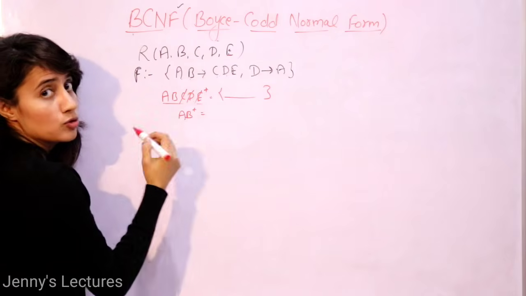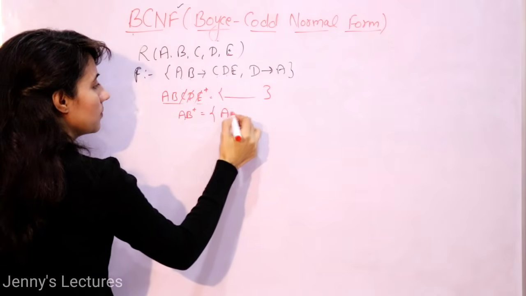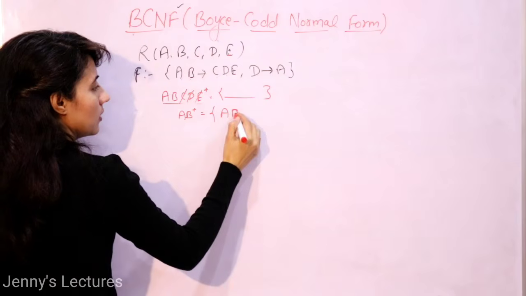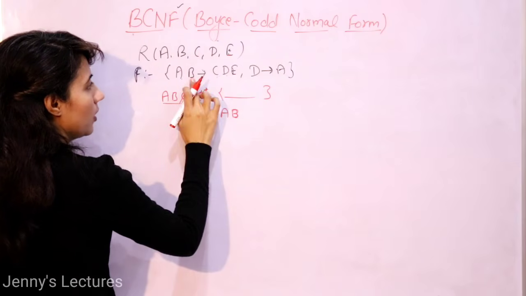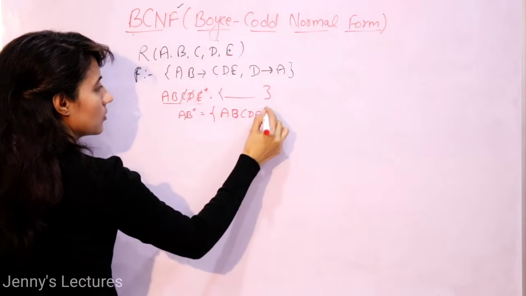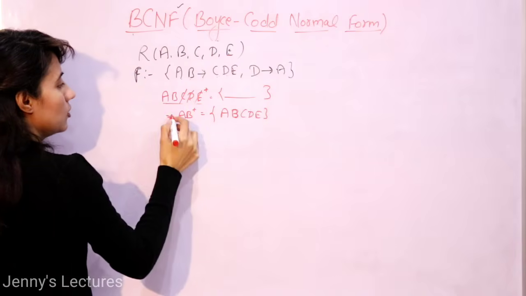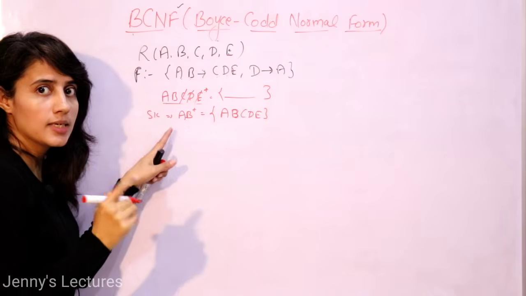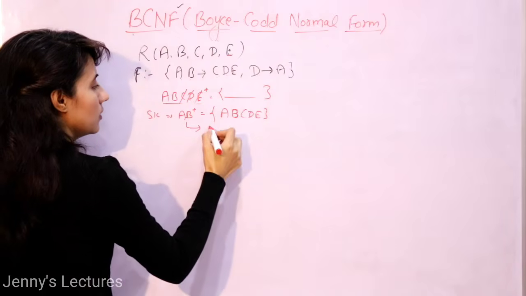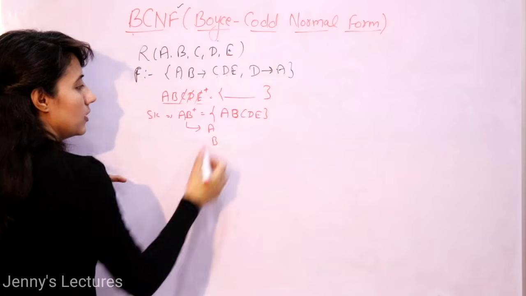AB is a super key. If you still want to find out, you can find the AB closure. AB closure will have AB by the reflexivity property, and if you have AB, then you can determine CDE. So it has all the attributes. So AB is what? A super key. Now is it a candidate key or not? Find out the proper subsets. One is A, one is B.